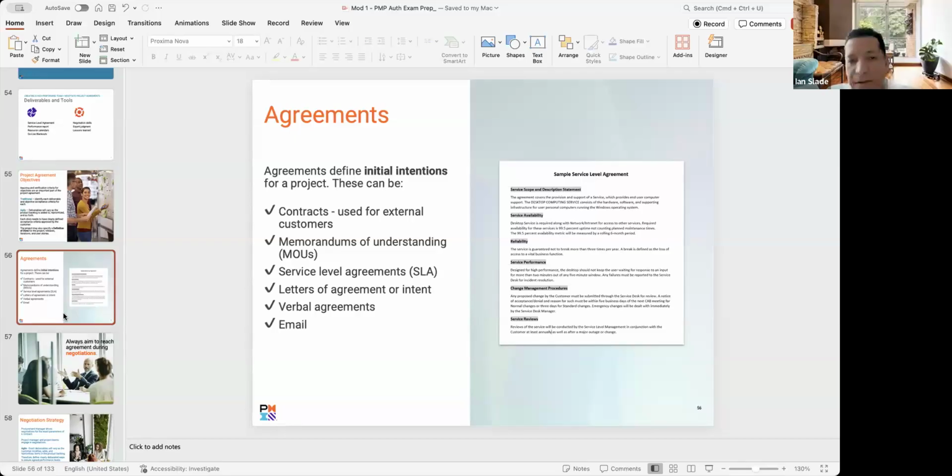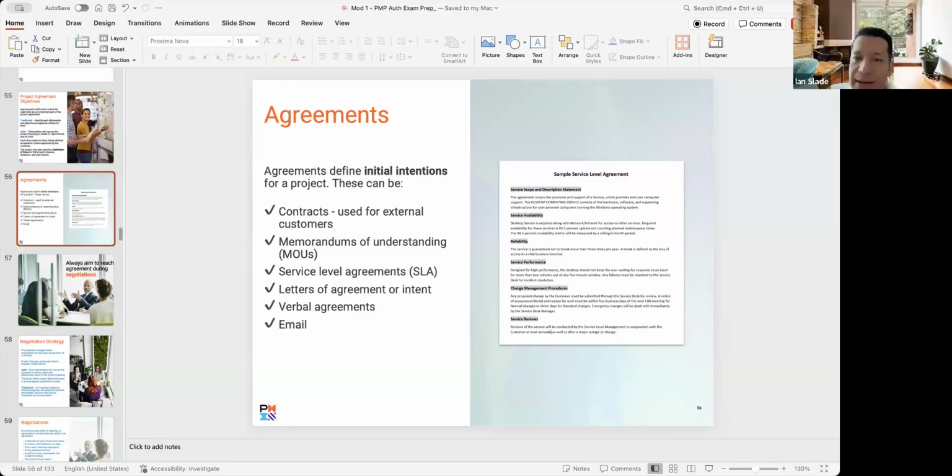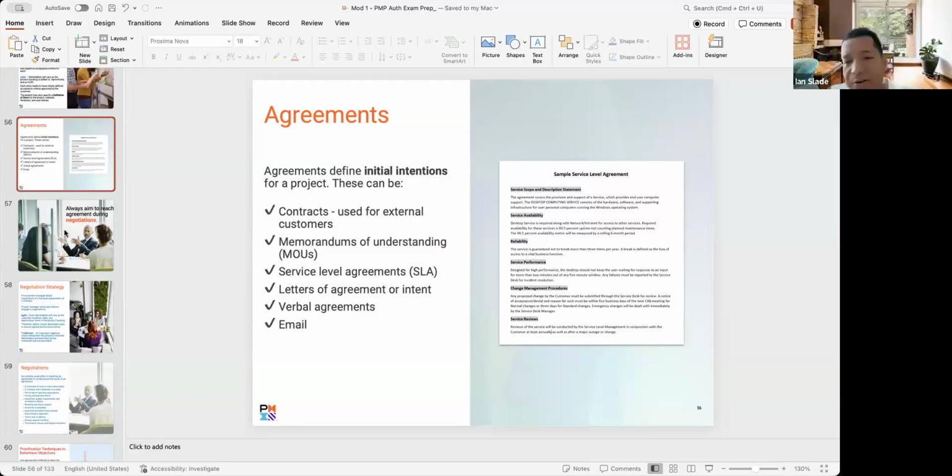But for this part, suffice it to say that there are different types of agreements, and those agreements serve different things, and there's different levels of detail for the different agreements. So don't worry about it right now. This is just an intro to it. But once we get to procurement, we're going to break down all of the different contract types. Okay.